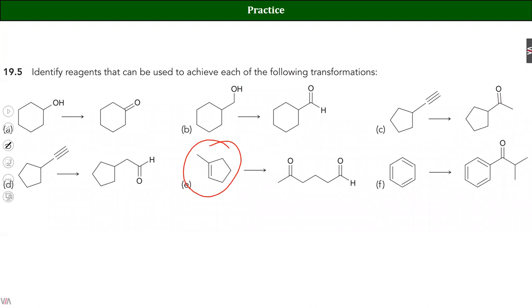E is an interesting one, until you realize it's ozonolysis. Anytime you start with an alkene and you wind up with oxygens attached to it, it's always an ozonolysis. So it would just be a matter of remembering O3 and then second step, DMS.